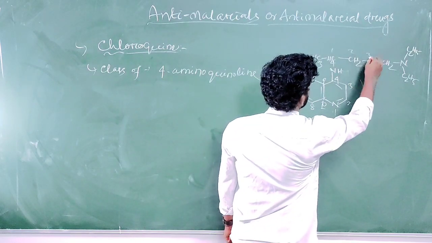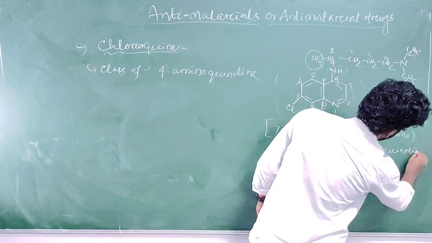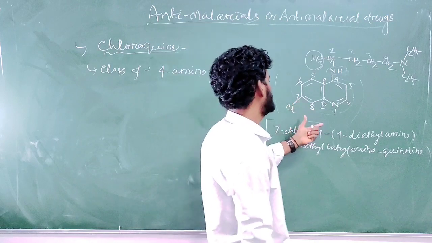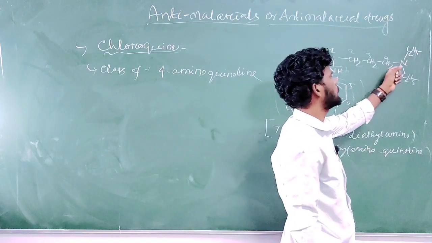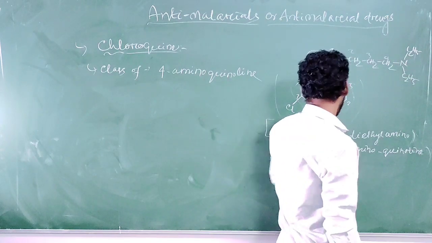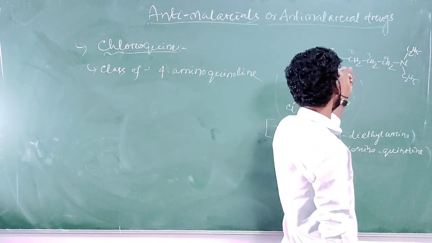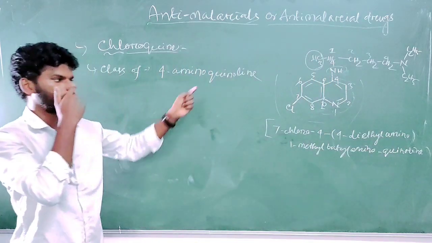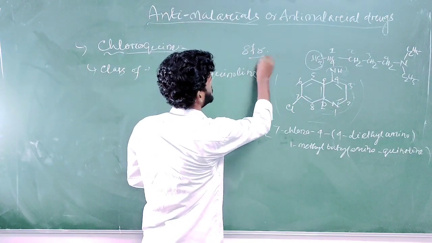So what is the chemical name of chloroquine? It is not required to remember the name; just keep the fundamentals: 7-chloro, 4-(4-diethylamino-1-methylbutyl)amino-quinoline. This is the chemical name of chloroquine, and this is the structure.